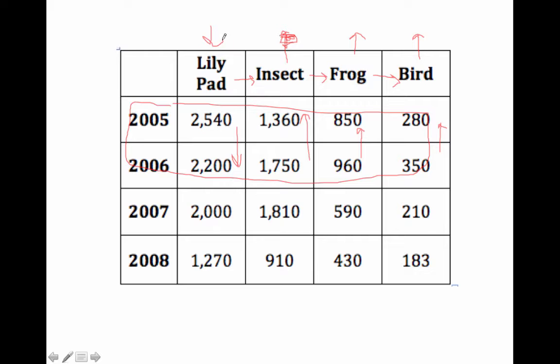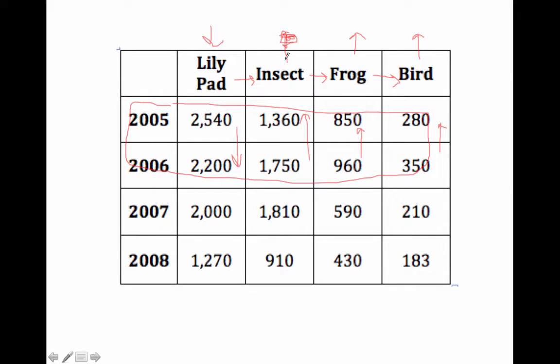So which one happened first? If I'm looking at this, if my lily pad decreased, that would not cause an increase in insects because they wouldn't have as much food to eat. So that's not possible. Now if my insects increased, would that cause my lily pad to decrease? Absolutely, because there would be more predators for it.